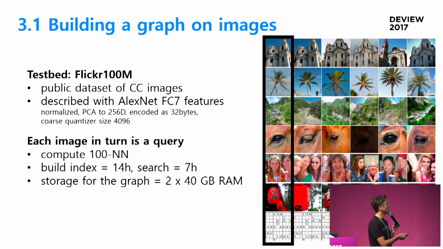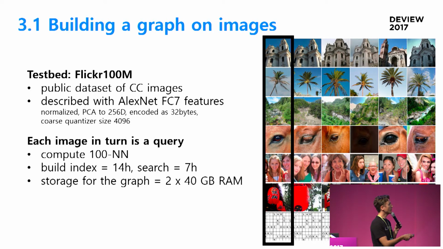Then typically we do a PCA to reduce the dimensionality, and then we encode them on 32 bytes. And in this case, we use 4,000 buckets for very high performance indexing. So when we want to compute the KNN graph, what we do is in turn, each of the 100 million images is used as a query, and we want to compute the 100 nearest neighbors. So actually, this can be done on a single CPU in less than a day, which I think is quite impressive and is really well above the state of the art. Of course, this does not include the time it takes to compute the CNN descriptors themselves, okay?